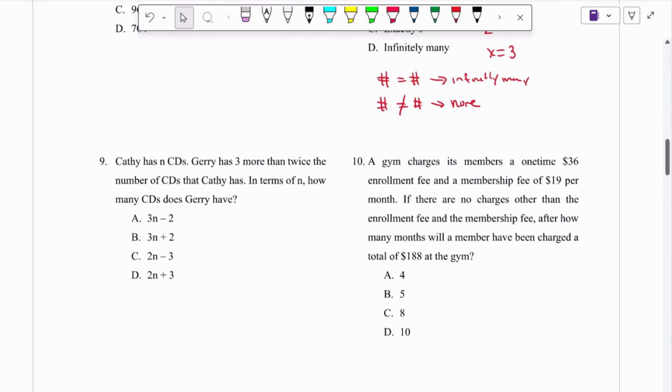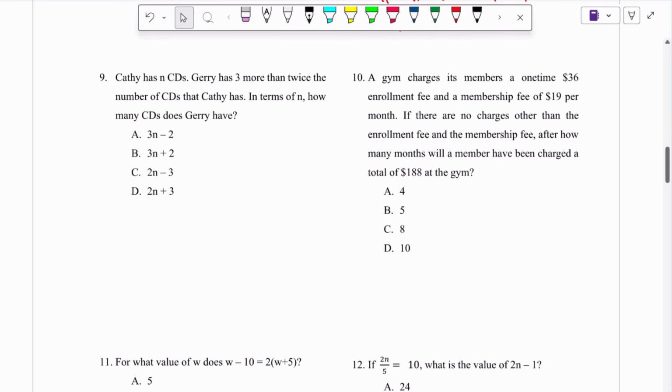Moving on to problem number 10. A gym charges its members a one-time fee of $36 to enroll. So just to join the gym, you have to pay $36.